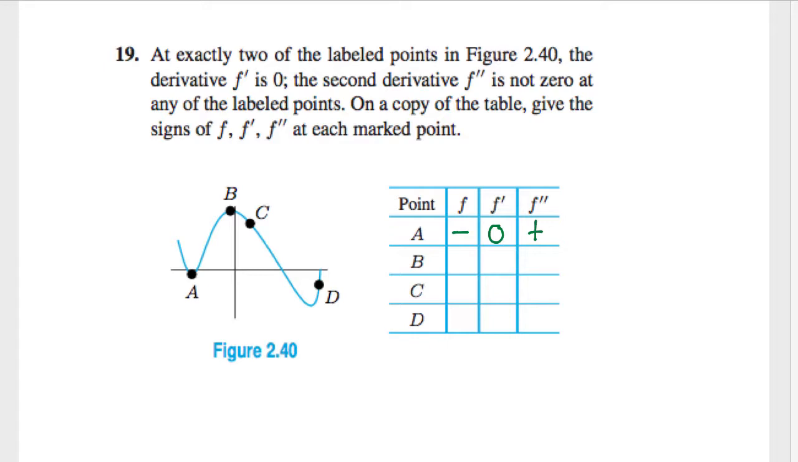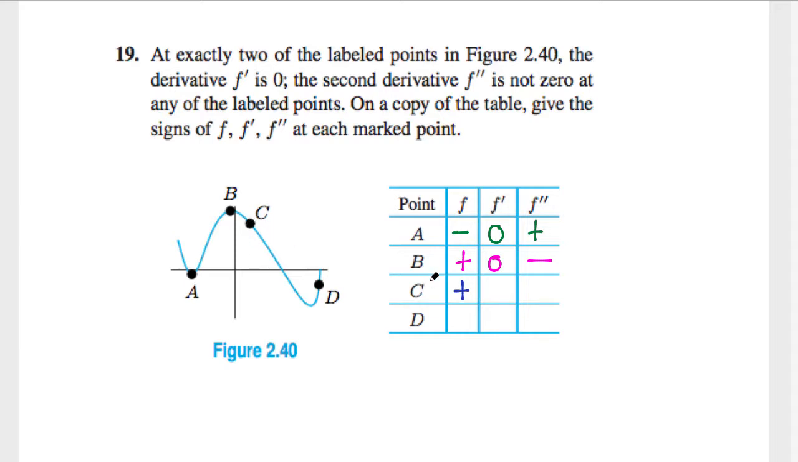Next, for part B, this also appears to be a location where our first derivative is 0, because this is where our function turns around. So our function is very obviously positive at this location. It's above the horizontal axis. And our second derivative, this appears to be on a section where we are concave down, so our second derivative is negative.